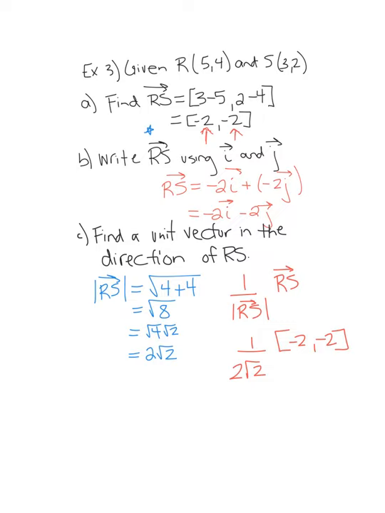Now, if I wanted to go one step further, I could simplify this a little bit more, I guess you could say. So I could leave this as 1 over √2, and I could be canceling out some 2's. So this could just become -1, -1. I also could take that negative out of the RS, and I could put that in with my scalar. That would be an acceptable answer as well.